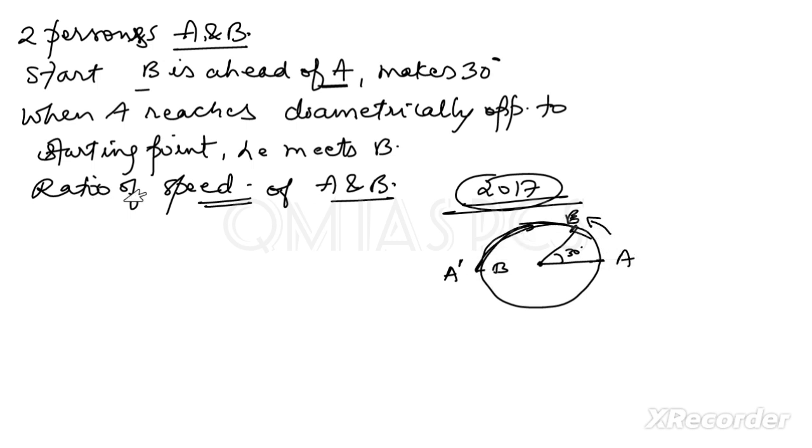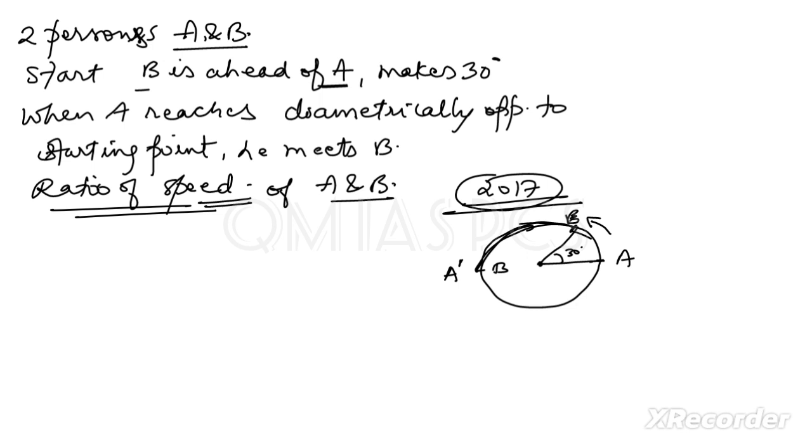Now we have to find the ratio of the speed of A and B. Obviously, you can see A is traveling more distance, which means the speed of A will be greater compared to B. This is our simple hint. If the options are based on that, you can eliminate a few options, but we are still solving this question.